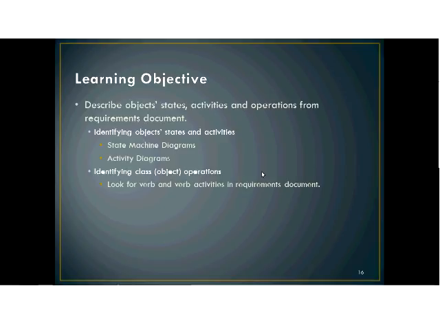In order to help us model the objects, state, and activities, we can use UML state machine diagrams or activity diagrams. Once we know the different states and activities for each class, we can then focus on finding verbs and verb activities in the requirements document to nail down the unique operations needed for each class. We will see this in the next couple of slides.